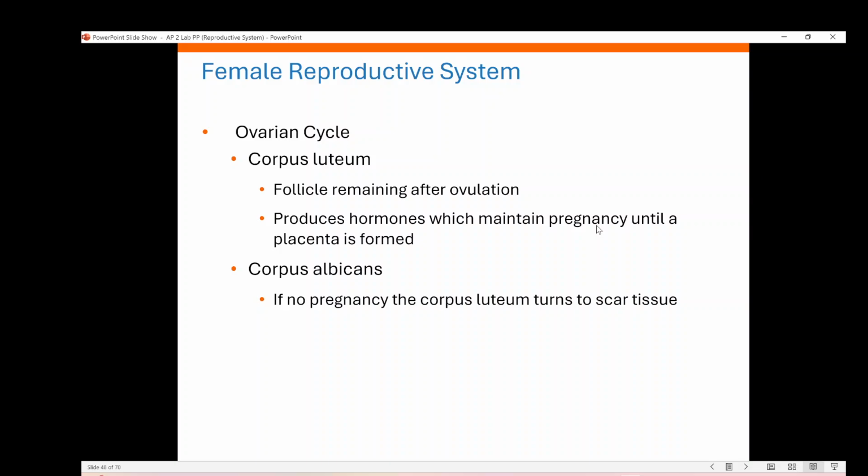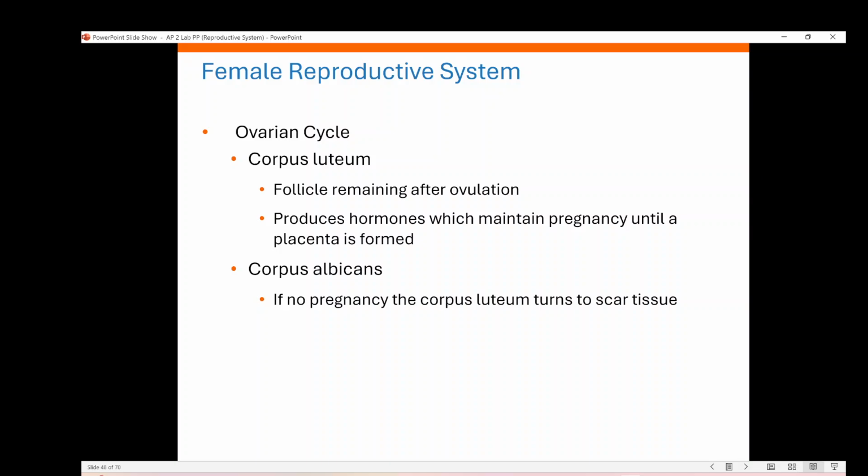After ovulation, where the oocyte is expelled from the follicle, that follicle is going to remain, and it is really important to the survival of the pregnancy, if there is one, until the placenta is formed. So when the egg or the oocyte is ejected during ovulation, the remaining follicle is called the corpus luteum. This is the yellow body. Corpus means body, and luteum is yellow. So this is an important part of early pregnancy. It secretes massive amounts of estrogen and progesterone, which keeps the pregnancy viable until the placenta is formed.